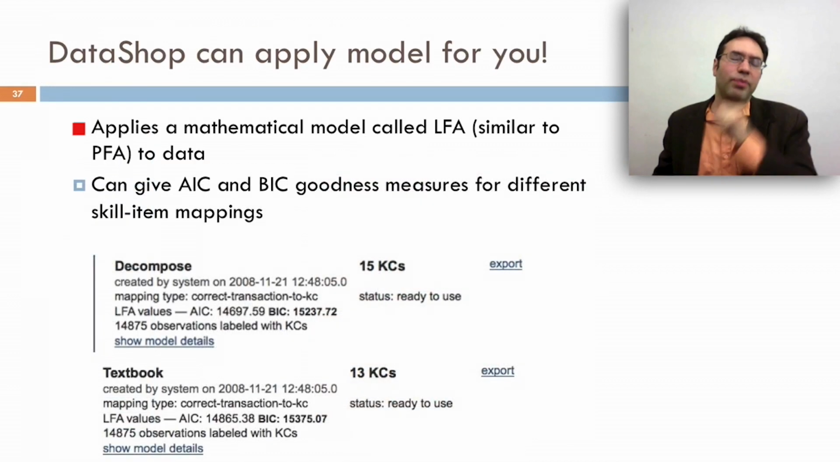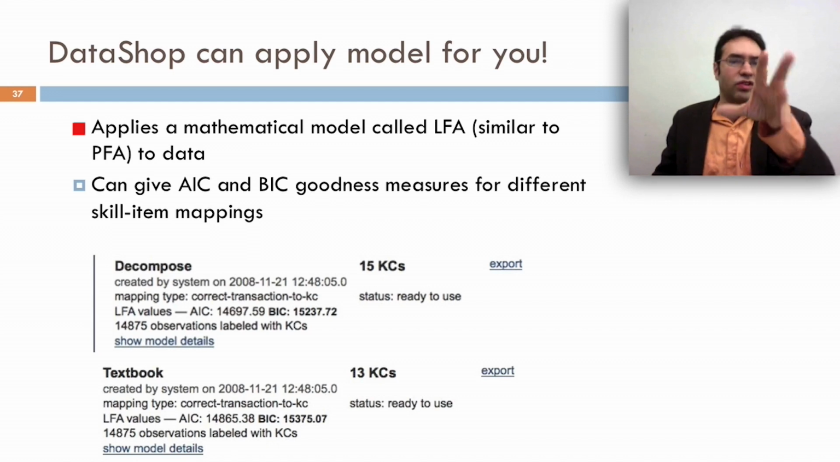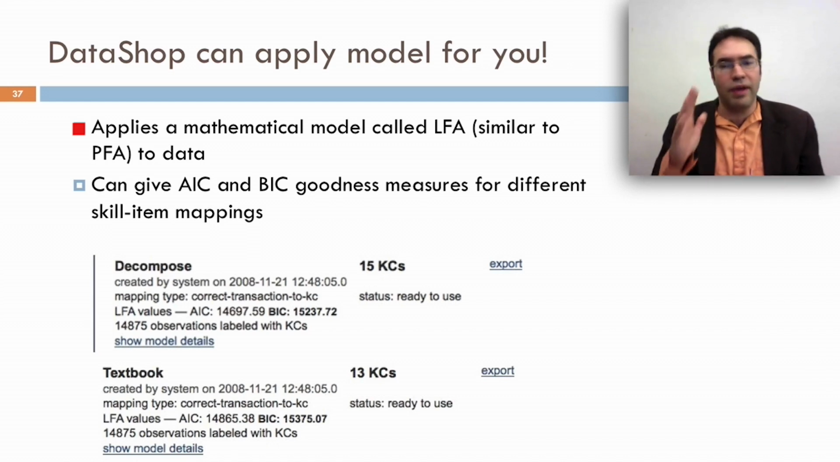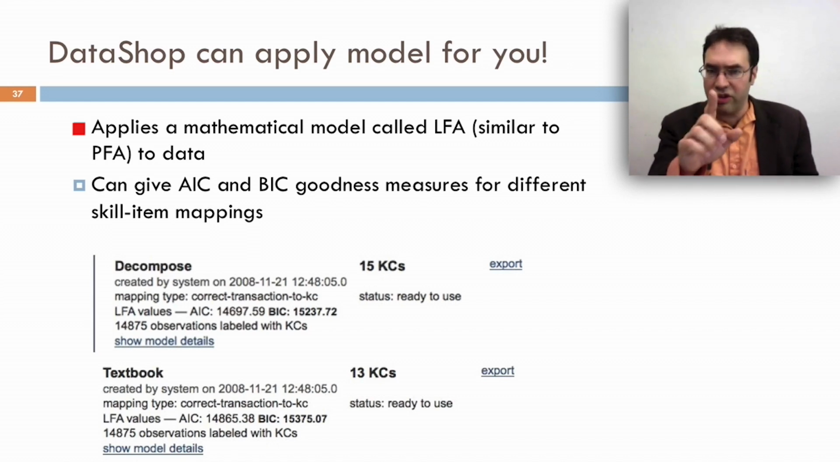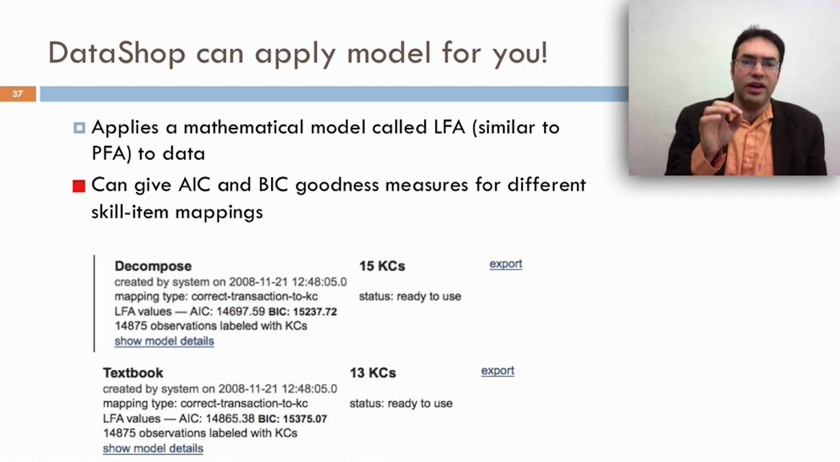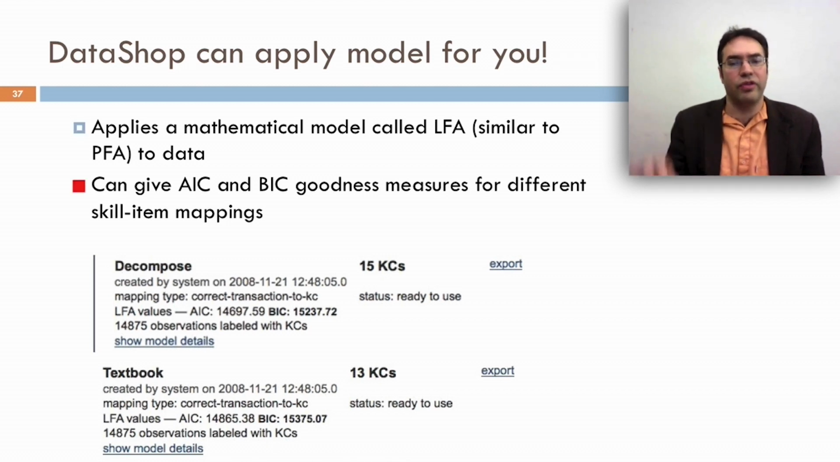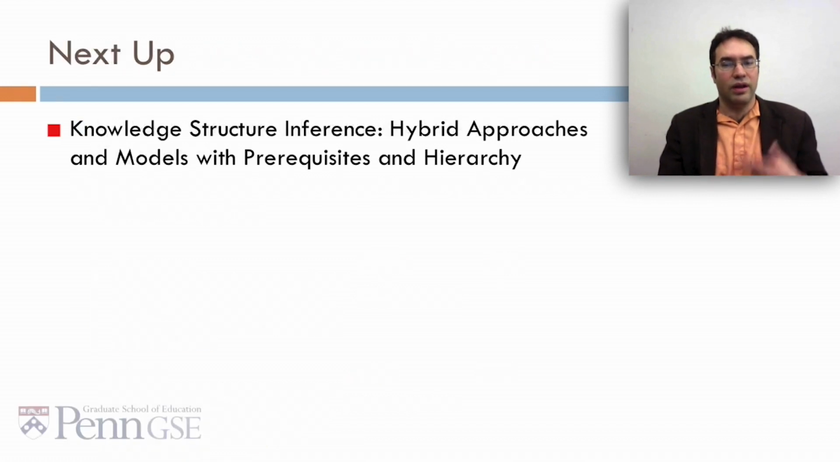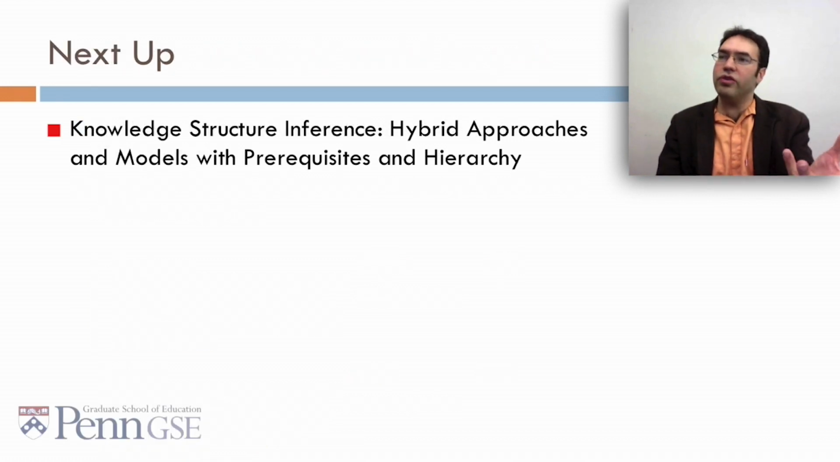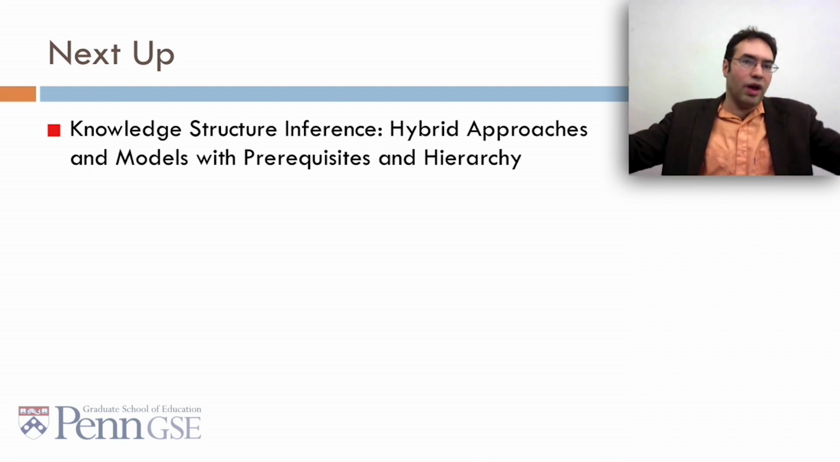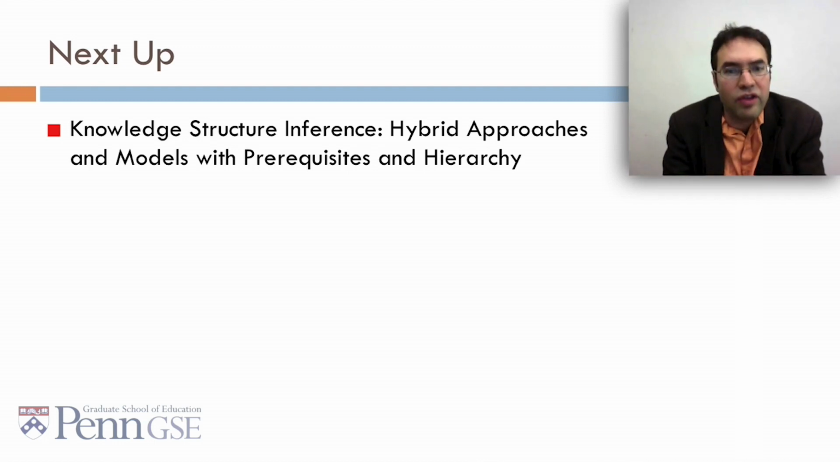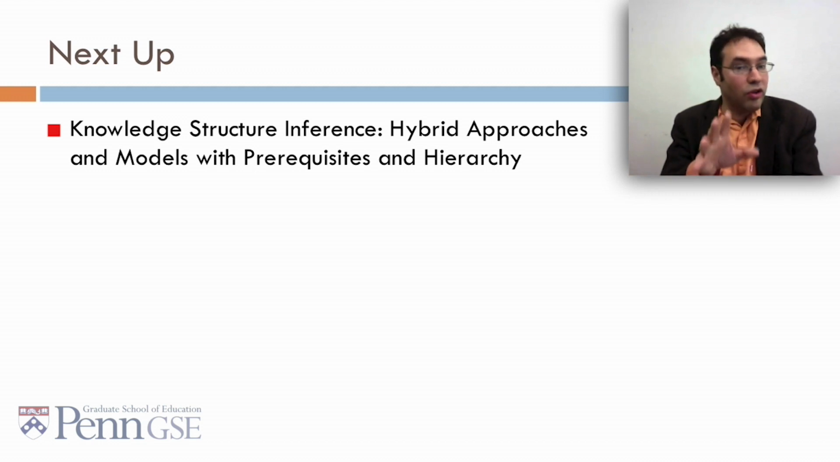So once you've built a skill item mapping, the Data Shop can actually test how good it is for you. It applies a mathematical model called LFA, which is similar to PFA, to the data, and then gives you AIC and BIC goodness measures for the different skill item mappings you might have created. So Data Shop's a useful tool for this kind of thing if you want to do hand model refinement and development.